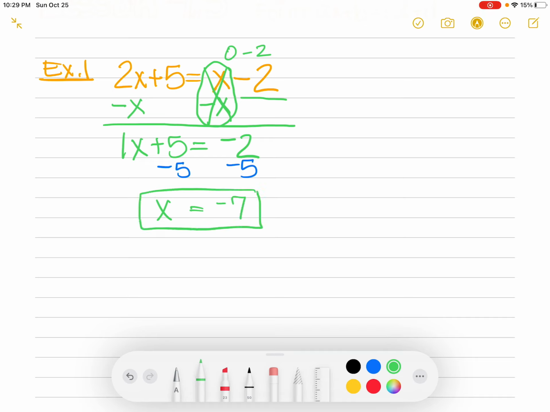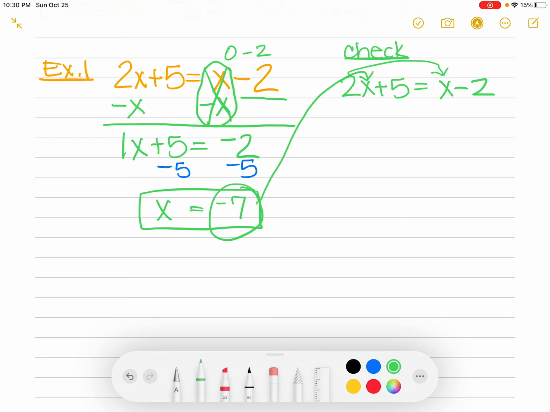Let me show you how to check this one. I want to make sure that you know how to check these kinds because they do look different than other checks. Here's how the problem started, and that's how I'm going to check it. I'm going to put negative 7, which was my answer for x, into this x and into this x. So I'm going to have 2 times negative 7 plus 5 equals negative 7 minus 2.